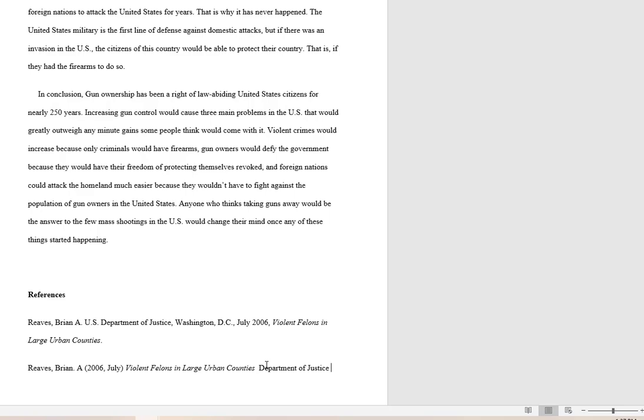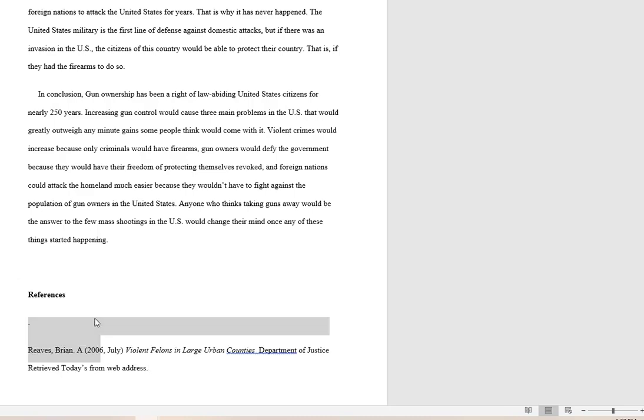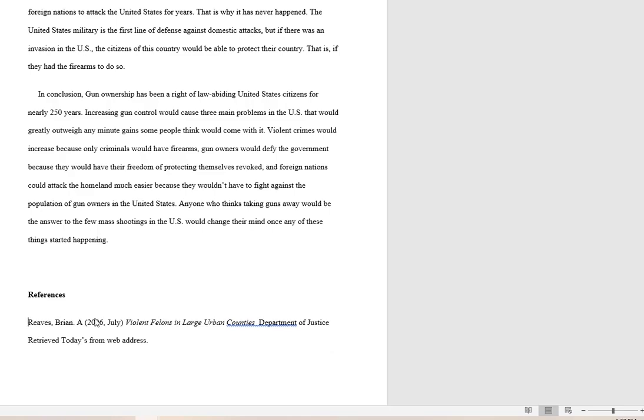If he got it from a website, then he could put in retrieved today's date from web address. That is, if he got it from a website. So you would add in the last part. Then he had the correct components, but in the wrong order. So we want to put in the author's last name, first name, then you put in the date, then you put in the article name, then you put in the publication name, and then when you retrieved it.